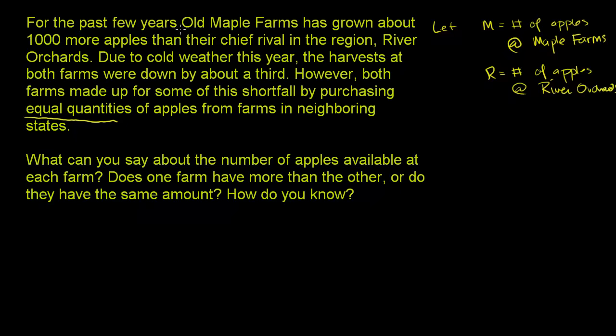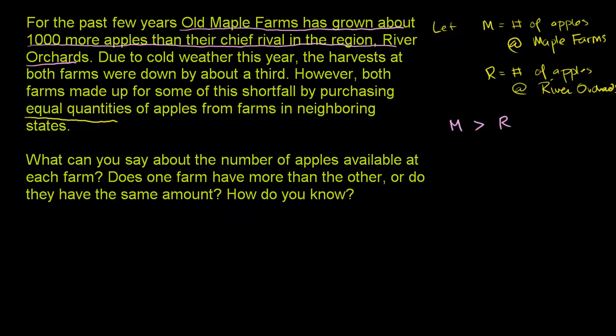So this first sentence, let me do this in a different color. They say, for the past few years, Old Maple Farms has grown about 1,000 more apples than their chief rival in the region, River Orchards. So we could say M is approximately R plus 1,000. But since we don't know the exact amount, we can just say that in a normal year, Old Maple Farms, which we denote by M, has a larger amount of apples than River Orchards. So in a normal year, M is greater than R, right? It has about 1,000 more apples.